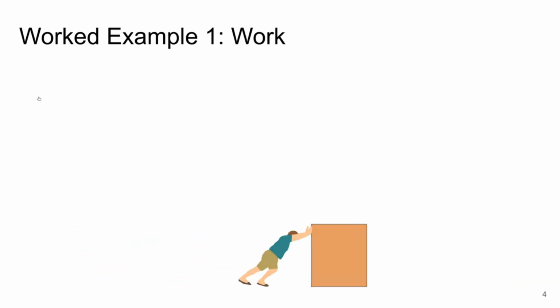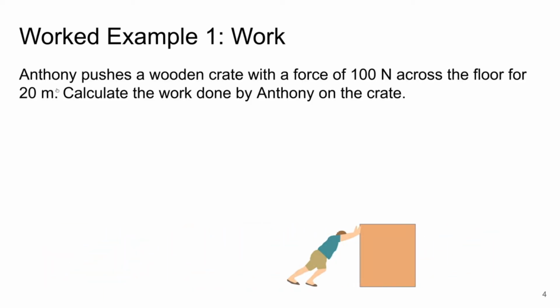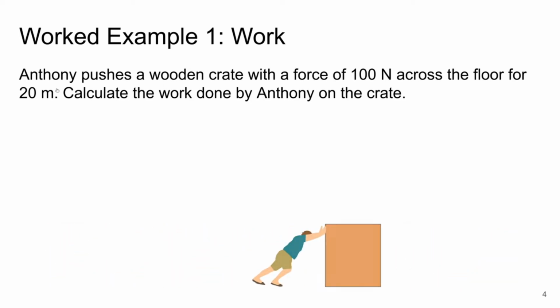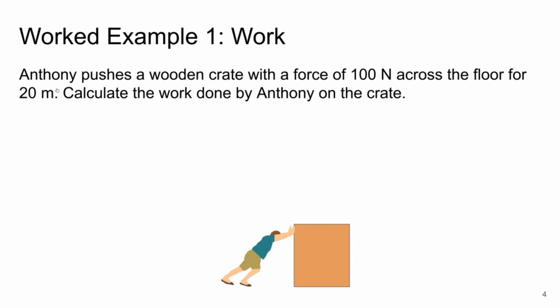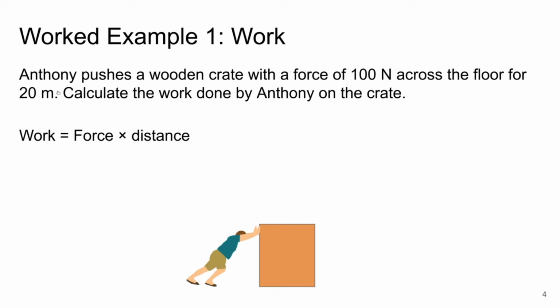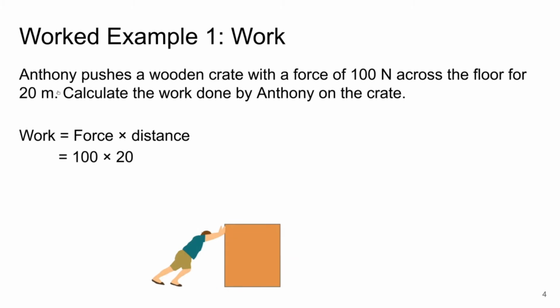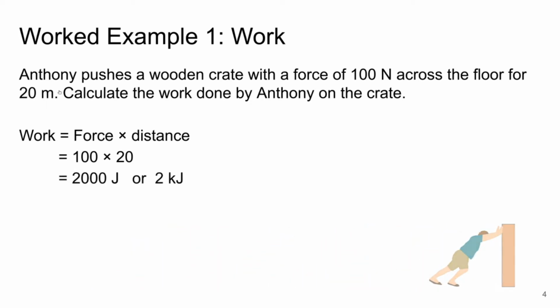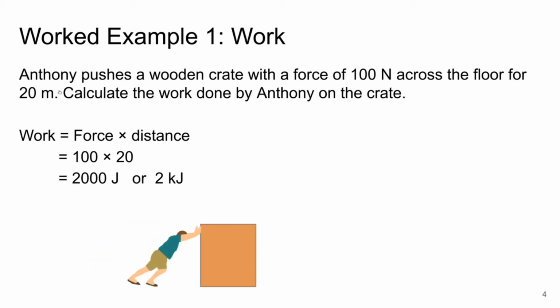So let's work through an example to apply the formula for work. Here we have Anthony pushing a wooden crate across the floor with a force of 100 newtons, and he pushes it for 20 meters. And we need to calculate the work done by Anthony on the crate. So, as we have learned, work equals force times distance. And we know the force is 100 newtons and the distance is 20 meters. So it's 100 multiplied by 20. And that gives us 2000 joules or 2 kilojoules.